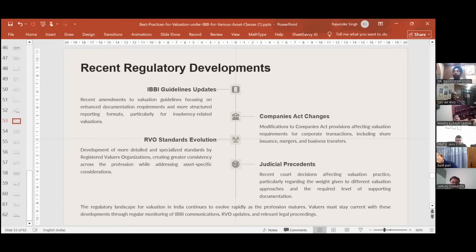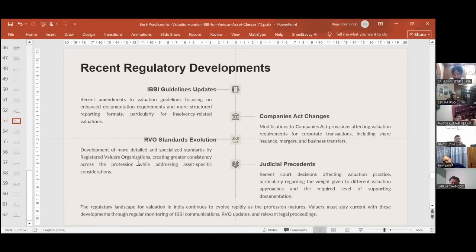So modifications to the Companies Act provisions are affecting valuation requirements for corporate transactions, including share issuance, mergers, and business requirements. And then all the RVOs are going for their own standards. There is an evolution of RVO standards. So development of more detailed and specific standards by RVOs, creating greater consistency across professionals while addressing asset specific considerations.